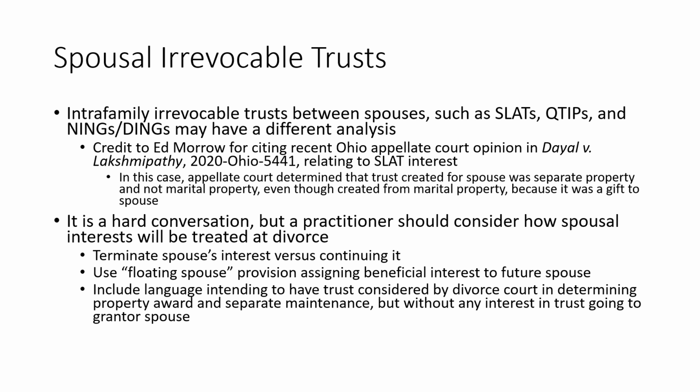And then finally, you could also consider using language that intends to have the trust be considered by a divorce court in determining property awards and separate maintenance, but without the ability of any interest in the trust being able to go back to the grantor's spouse. So, and I say that as grantor, non-possessive spouse, so really you just don't want the grantor to have any continuing interest that a creditor could seize in this irrevocable trust. So lots of things to keep in mind. But like I said, this is really a top of the bell curve analysis, and it's important to check your own state's laws to know what's going on and what planning pitfalls there might be.